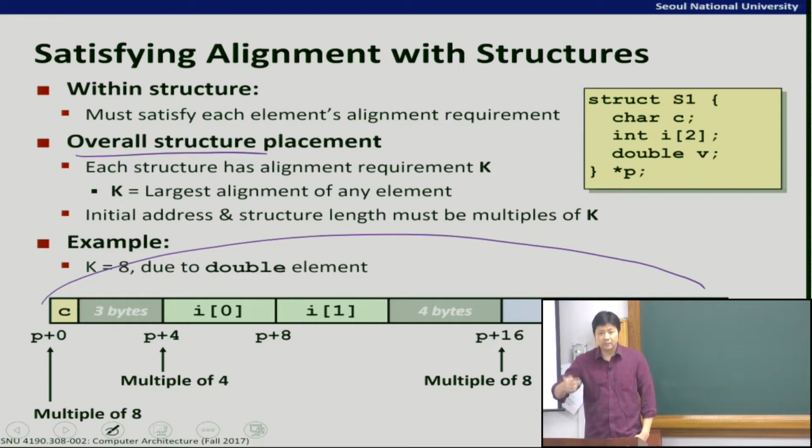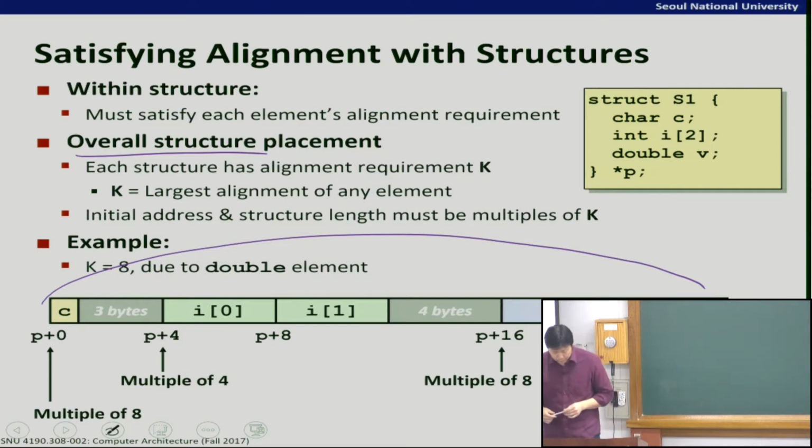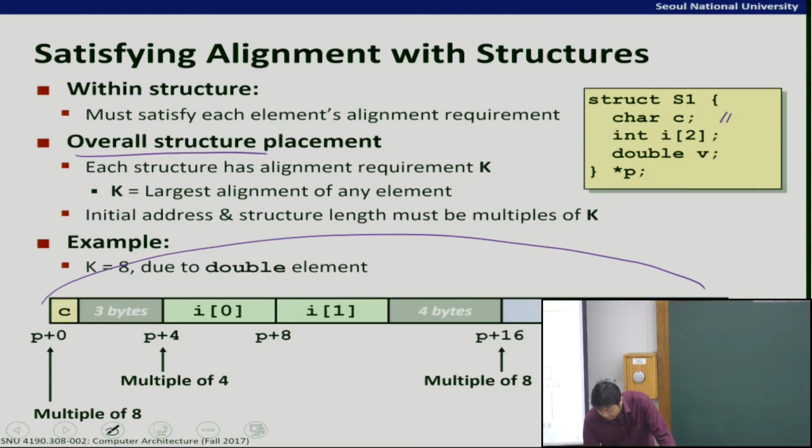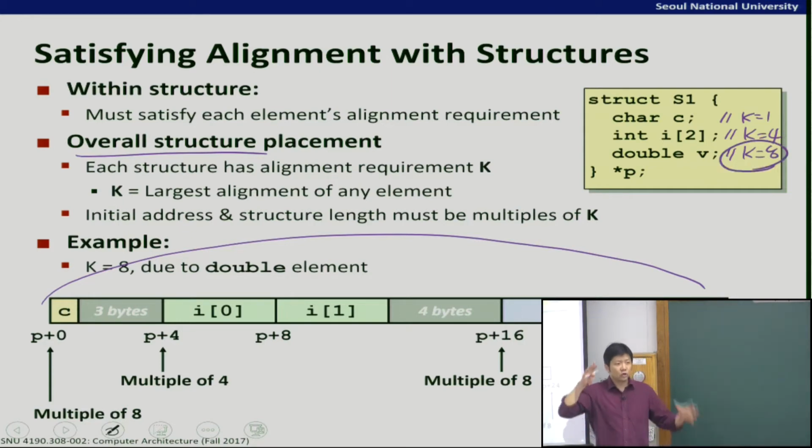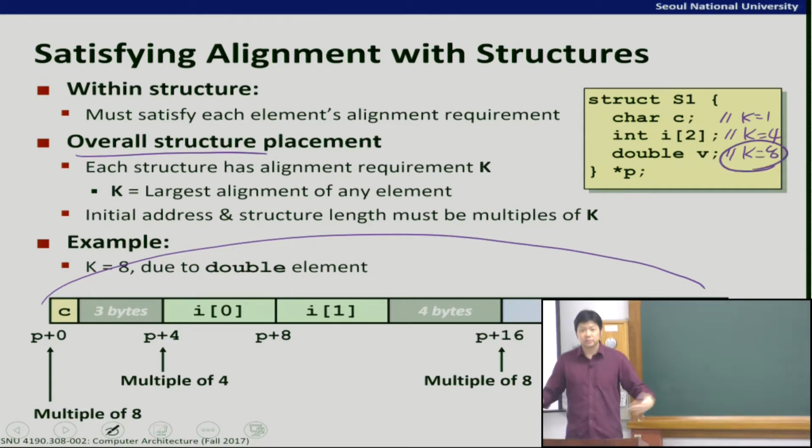It's actually determined by the longest field. Each structure has its own alignment requirement of k, where k is the largest alignment of any element or any field. In this case, this one has an alignment requirement of 1, this k is 1, this k is 2, k is 4, and this k is 8. The last one determines the alignment requirement for the entire struct.